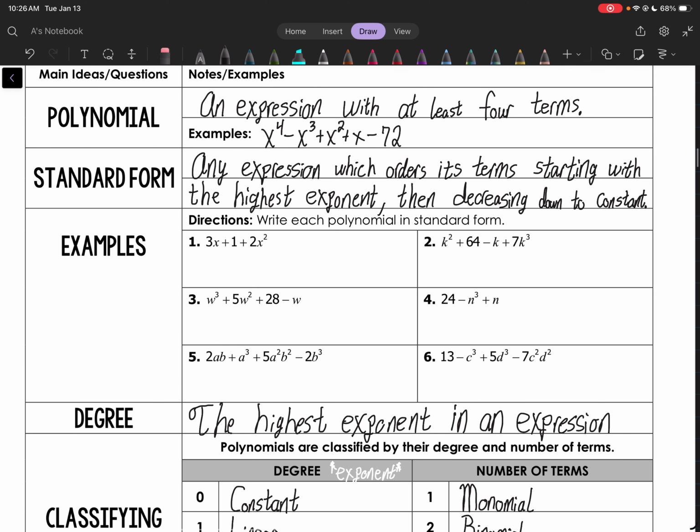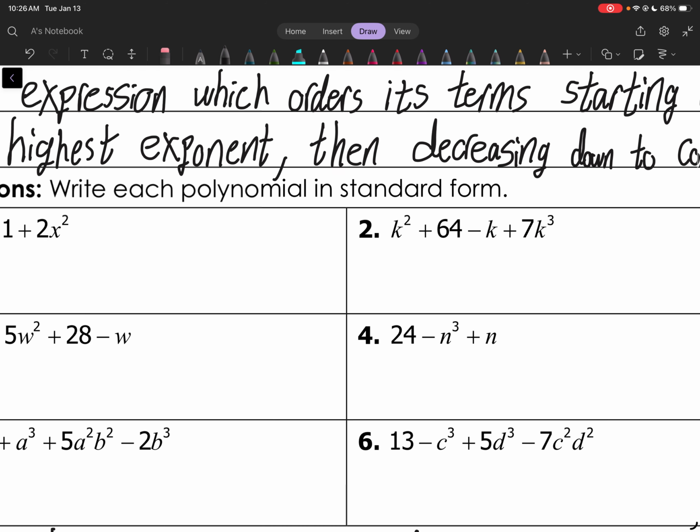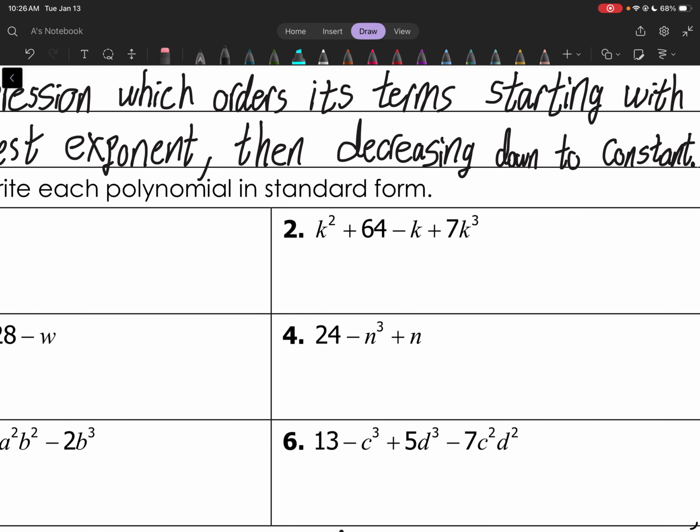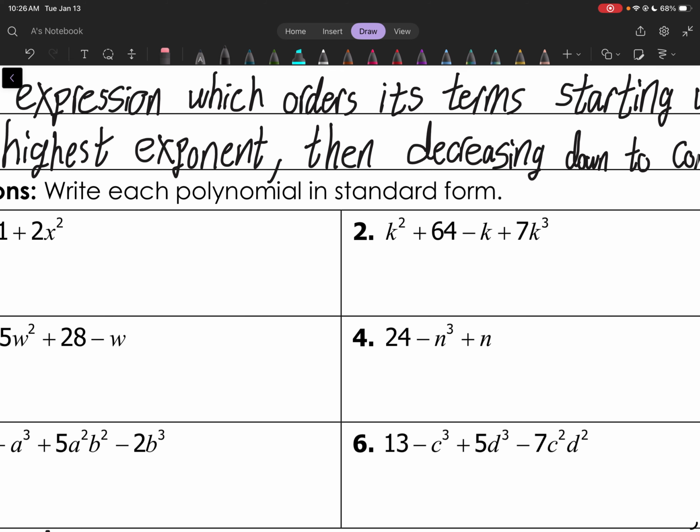All right, our examples. Write each polynomial in standard form. Let's look at number 2. Looking at the exponents, I have the highest of 3, so I'm going to put that term first, 7k cubed. The next highest is 2, so I'm going to add k squared. The next highest is negative k, being exponent 1. And then the plus 64 with a k with the exponent 0. That's finished.